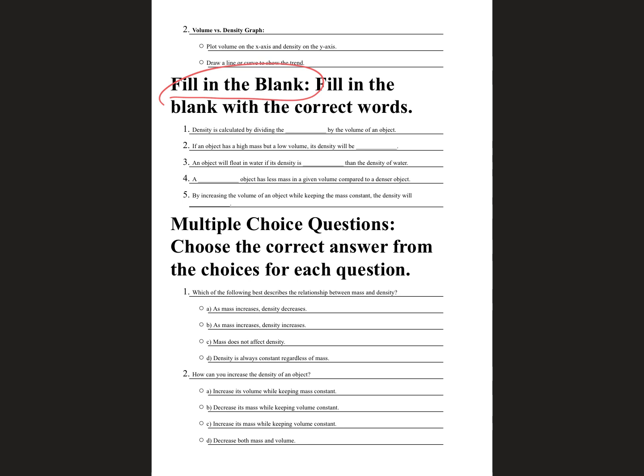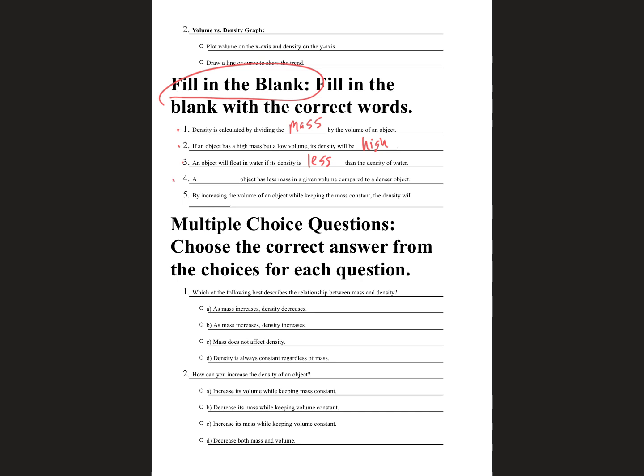So for number one, density is calculated by dividing the mass by the volume. Number two, if an object has a high mass but a low volume, the density will be high. Number three, an object will float in water if its density is less than the density of water.